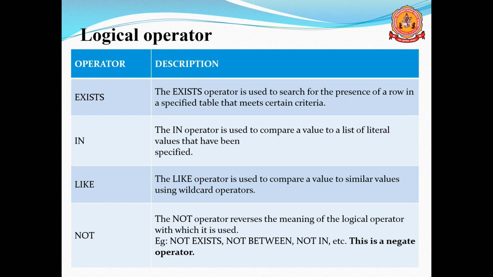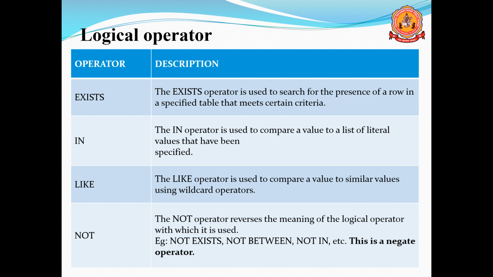The next one is the in operator. Remember, in case of exists, it checks the entire row based on some criteria. So we will provide name is equal to XYZ, and based on the name, it will check the particular row. Or if you give the roll number as 20, based on the roll number, it is going to check the data. That is in case of exists.